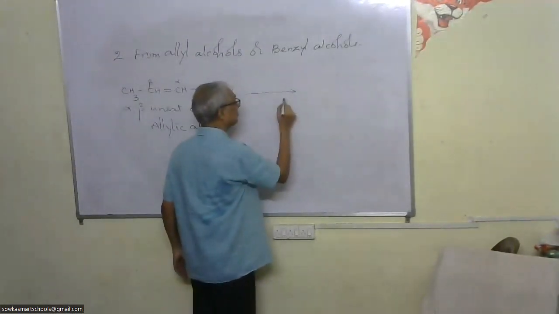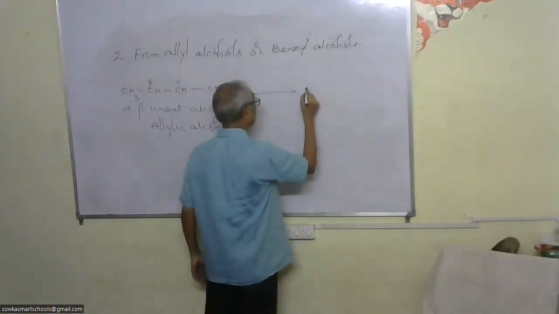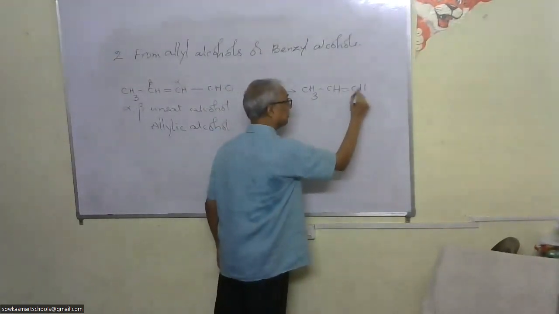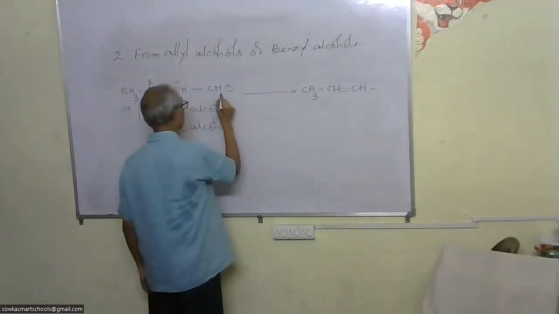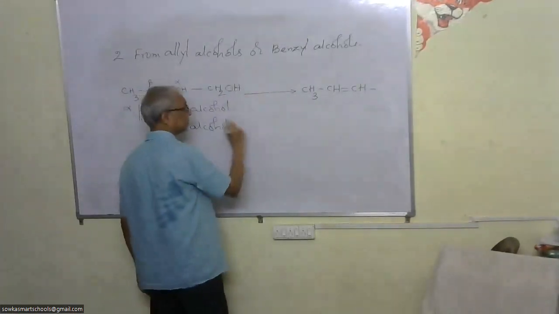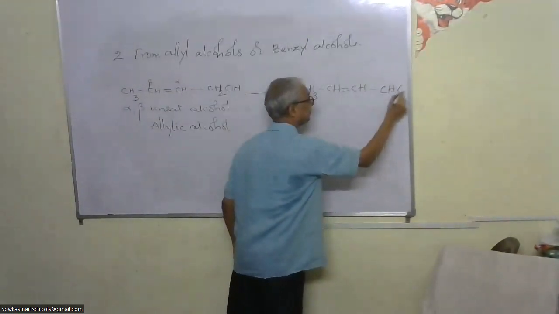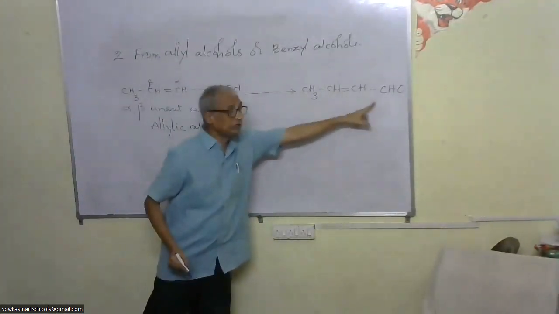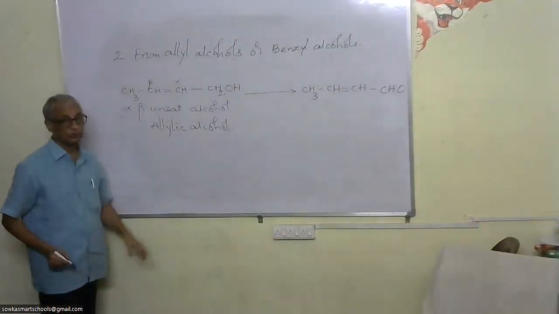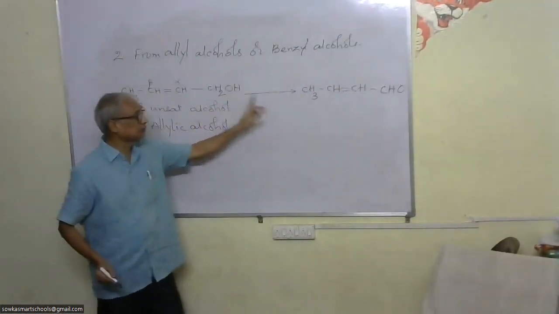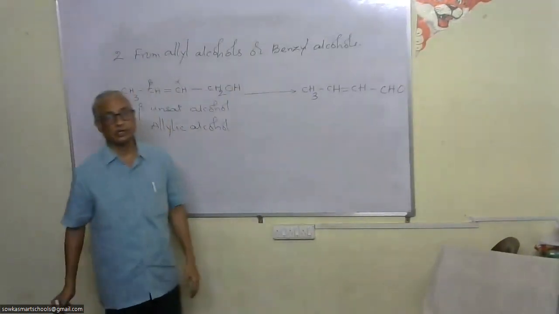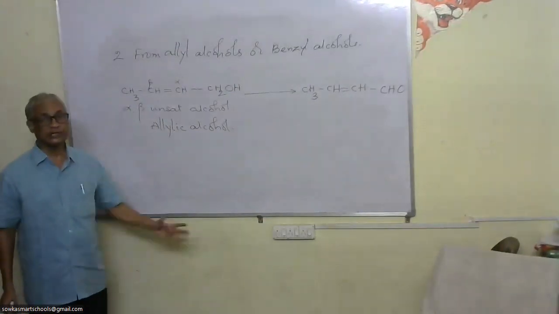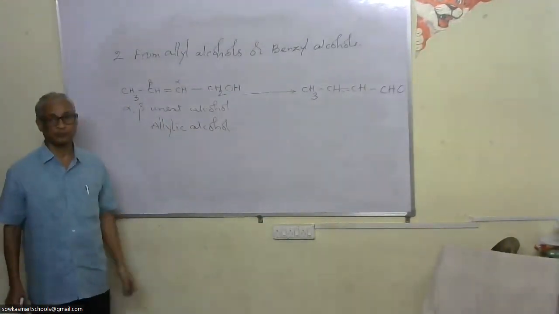If you use a particular oxidizing agent, the double bond will not be oxidized. This is CH2OH, and that changes to CHO. So the double bond remains the same. Nothing will happen to the double bond because of that reason. Only this alcohol part converts into the aldehyde part. So naturally there is a method of preparation of aldehyde from allylic alcohol.